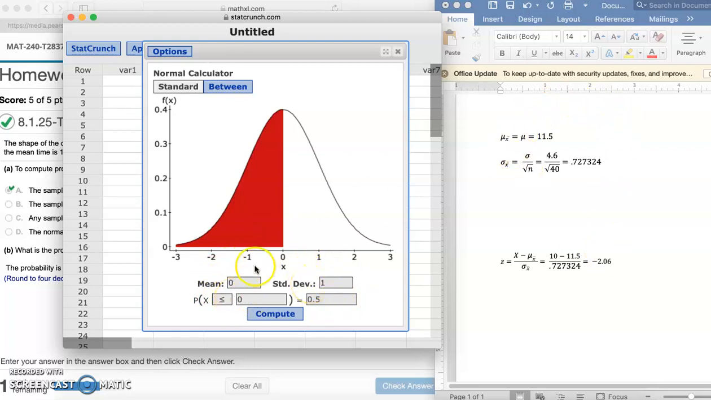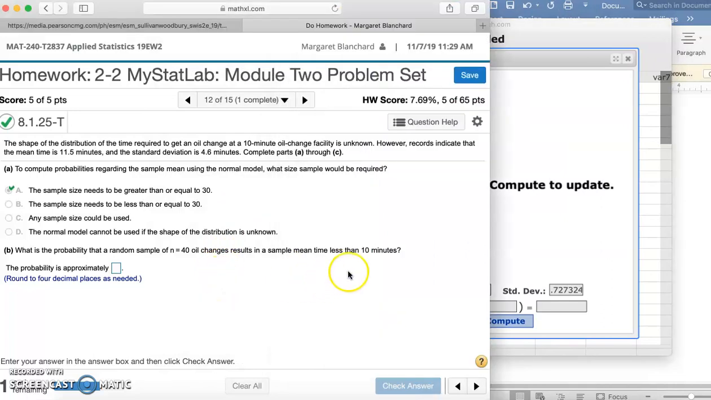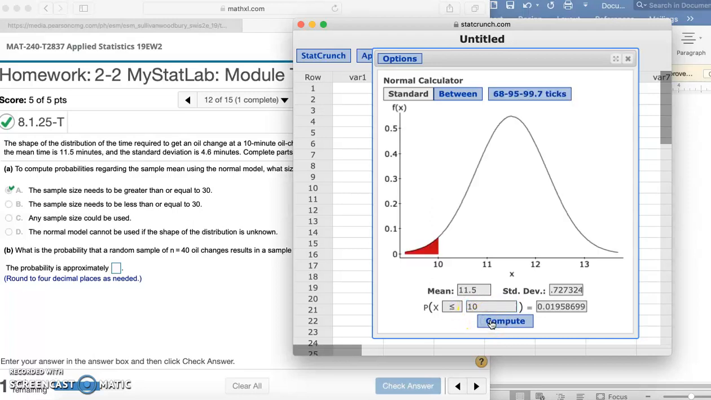However, we don't have that, so we can change that. It's 11.5, and this is 0.727324. Now remember, we're looking to see what's the probability that x is less than or equal to 10. So we're going to put in 10 here and click compute. And as you see here, we get 0.019, and when we round, that's 6.